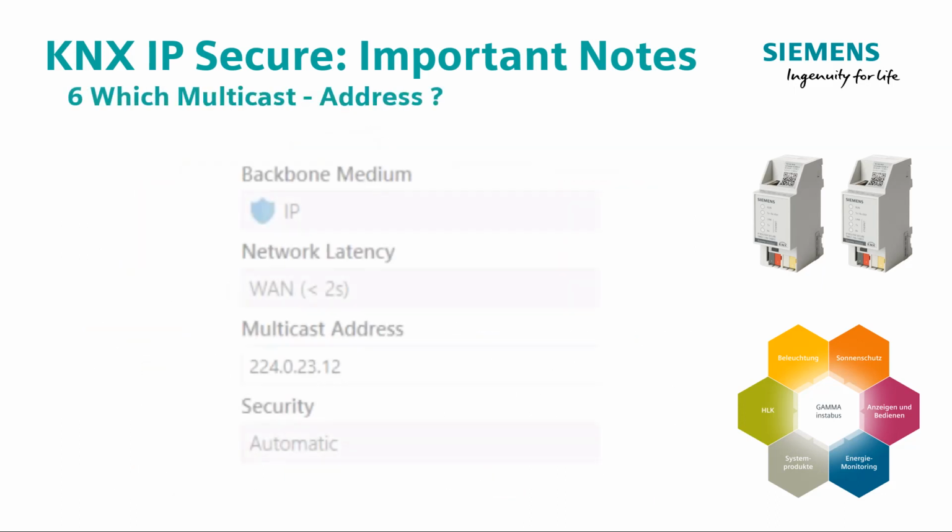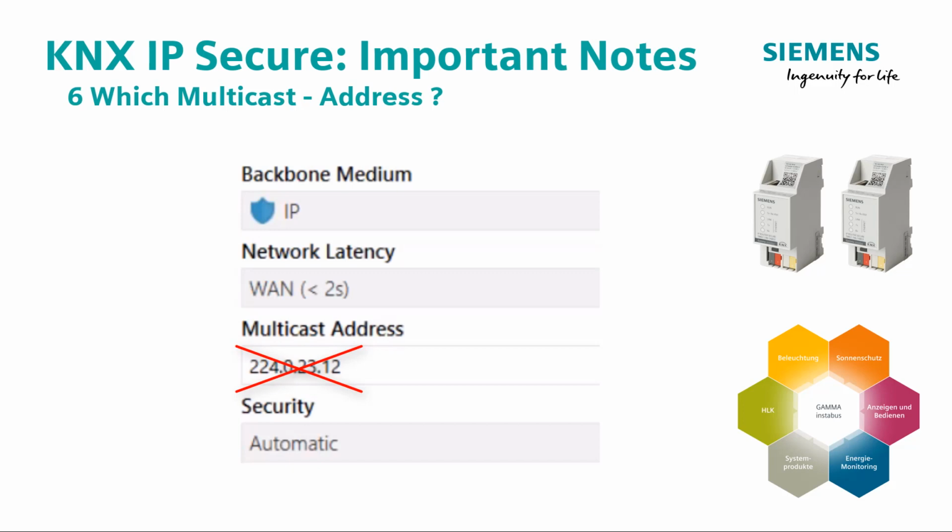6. Which multicast address should be used? For security reasons, the reserved KNX multicast address 224.0.23.12 should generally not be used for group communication via IP routers, even if the ETS proposes this as the default multicast address.